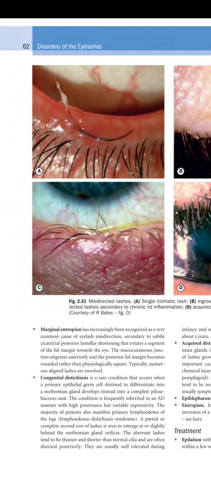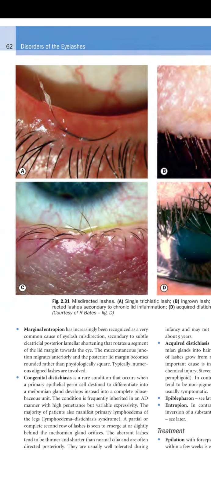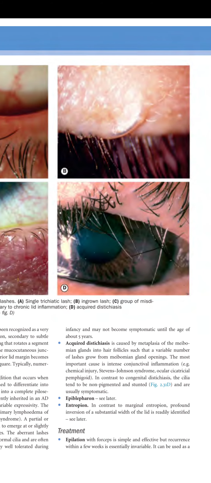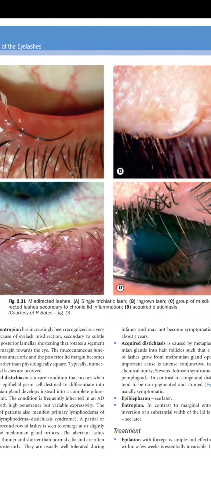A partial or complete second row of lashes is seen to emerge at or slightly behind the meibomian gland orifices. The aberrant lashes tend to be thinner and shorter than normal cilia and are often directed posteriorly. They are usually well tolerated during infancy and may not become symptomatic until the age of about 5 years.